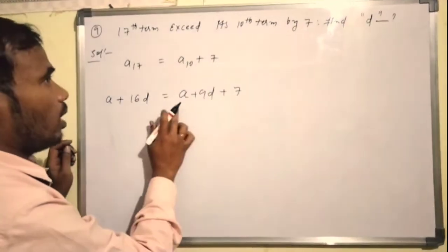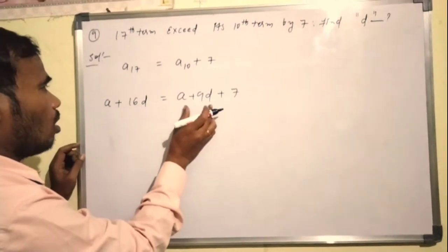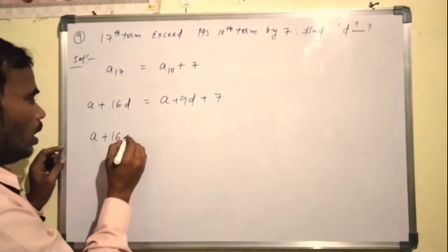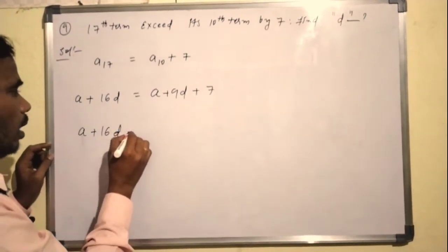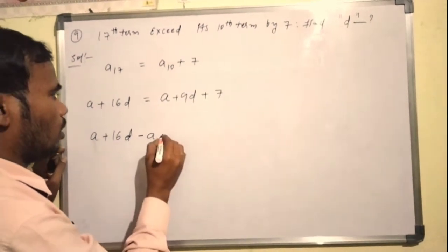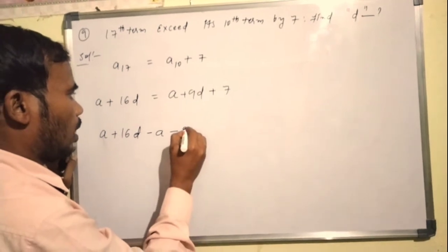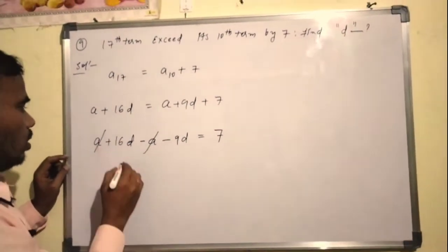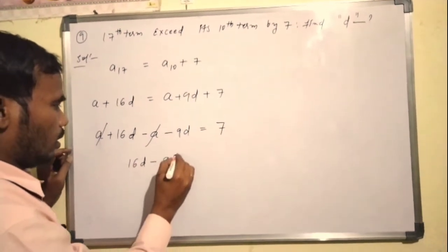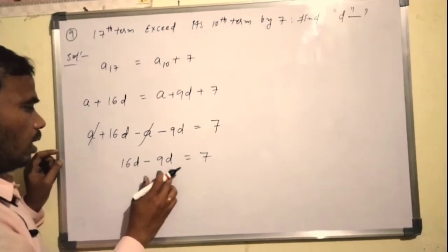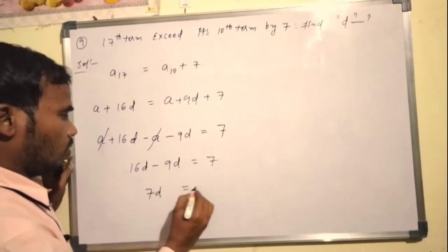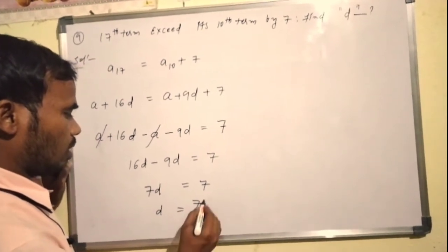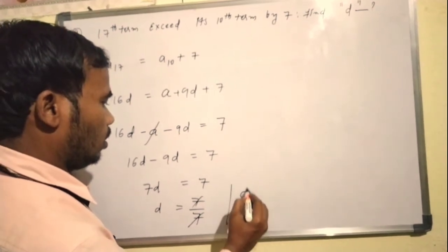So we are finding the d value. Here 7 is the constant term, leave it on the right side, and the remaining two terms transport to the left side. A plus 16d; here a is there, transport to the left side, that is minus a, and 9d transported to the left side becomes minus 9d. On the right side, only 7 remains. So plus a minus a cancel, so 16d minus 9d is equal to 7. 16d minus 9d is how much? 7d. So 7d is equal to 7. d is equal to 7, transport to the right side, division. 7 ones are 7. So finally d is equal to 1.